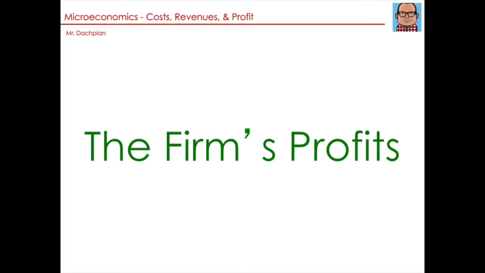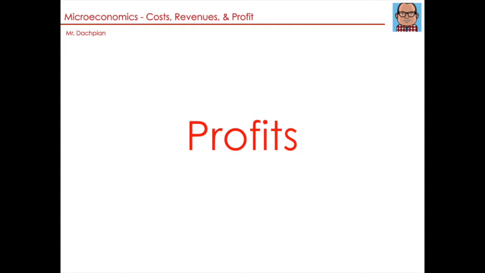We assume that a firm's objective is to maximize profits. Profits is the total revenue received from selling the product minus the total cost of producing the product. Or you can say that profits is equal to total revenue minus total costs.